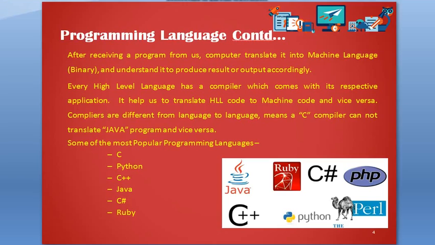Then some of the most popular programming languages are given as examples: C, Python, C++, Java, C Sharp, and Ruby. And their logos I have also shown you in the image. You can see their logos, how they look.